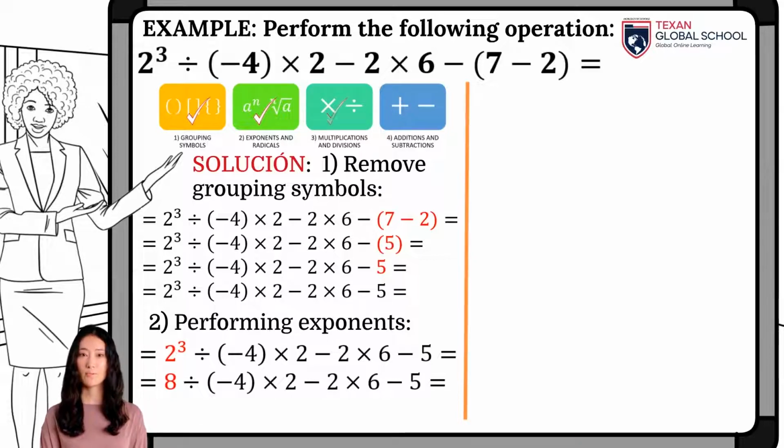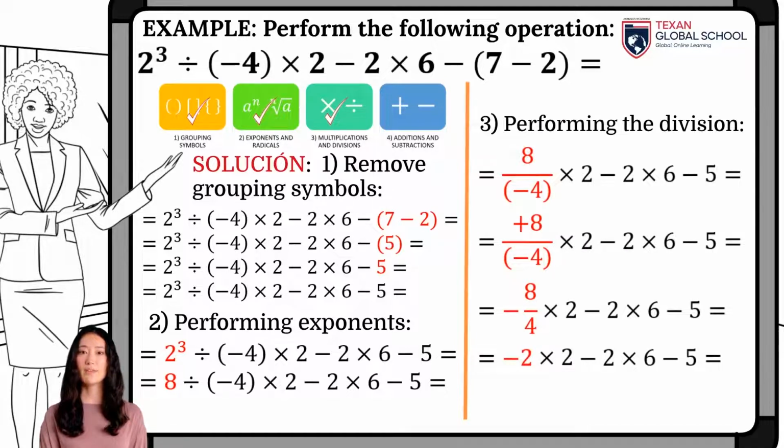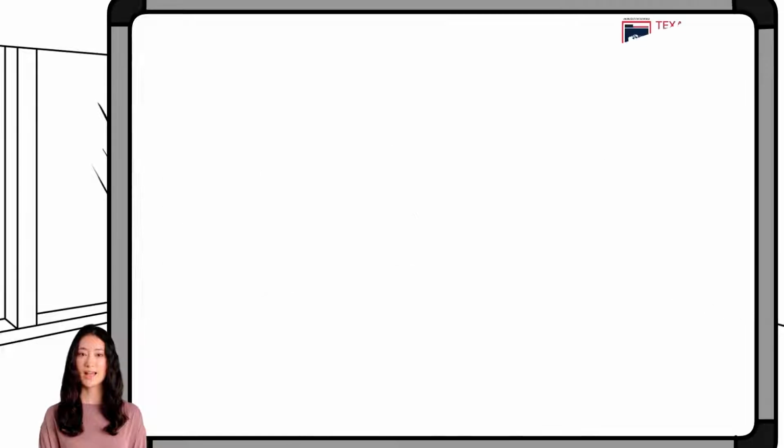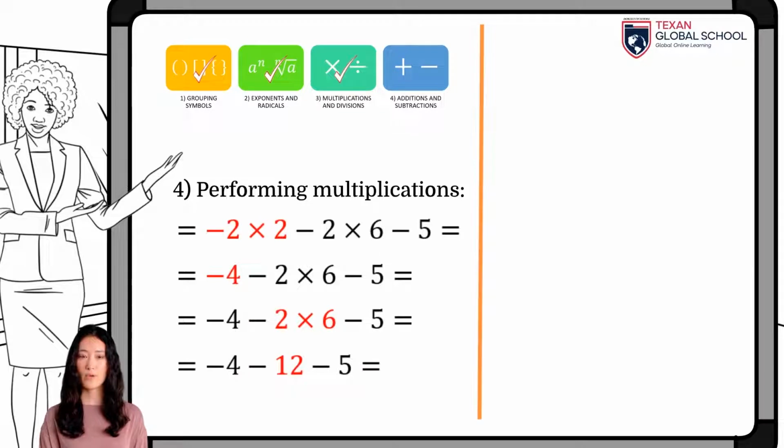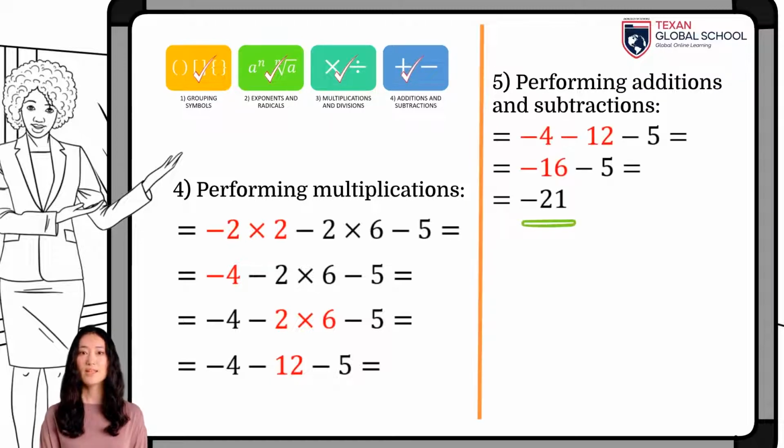Now, we are going to perform multiplications and divisions from left to right. We have that 8 divided by negative 4 is negative 2. Let us remember that positive divided by negative is negative due to the rule of signs seen in previous classes. Now, we can multiply negative 2 by 2, thus obtaining negative 4. Next, we multiply negative 2 by 6, which results negative 12. As we can see, grouping symbols, powers, products, and quotients have been removed. We finish with additions and subtractions. Simplifying, results in negative 21.